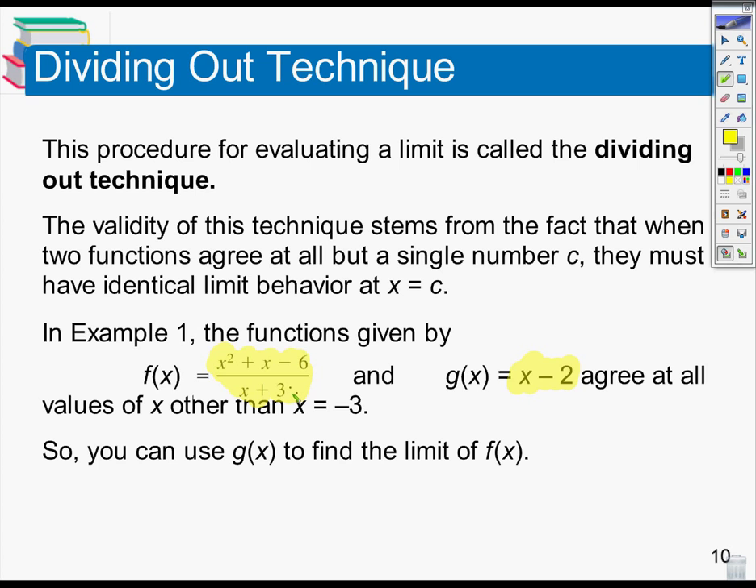Okay, so because their behavior is the same as they approach this point, their limit is the same as they approach that point. So I'm allowed to factor the top, do the dividing out technique, and simplify it to this other equation, which I can then directly substitute. Right? That might seem a little bit weird at first, but it's going to be really, really cool when you're able to solve some complex limits using that.